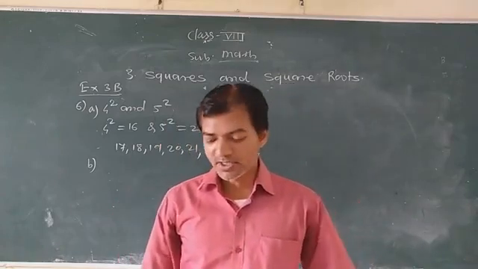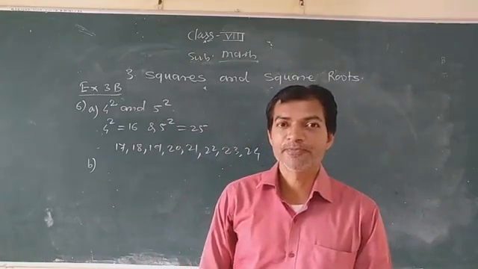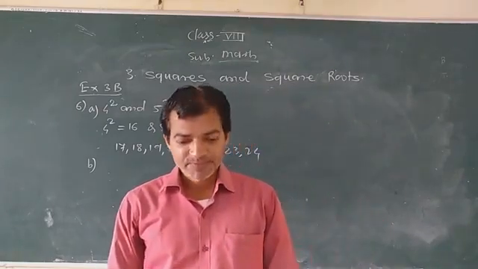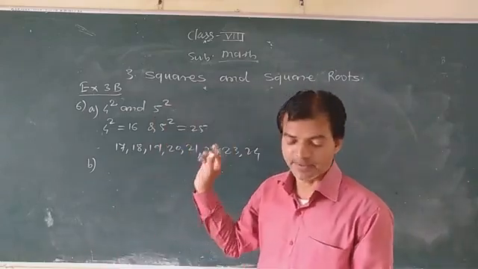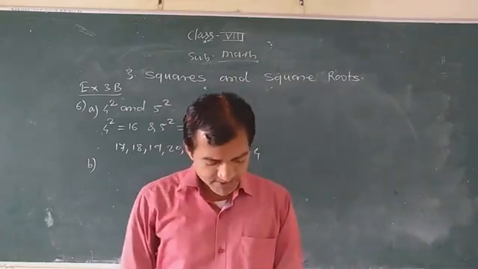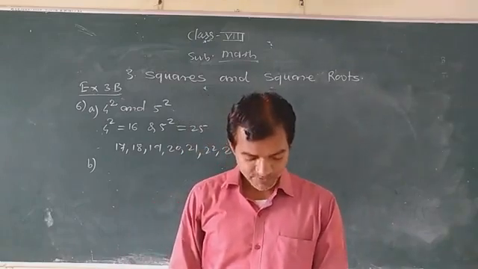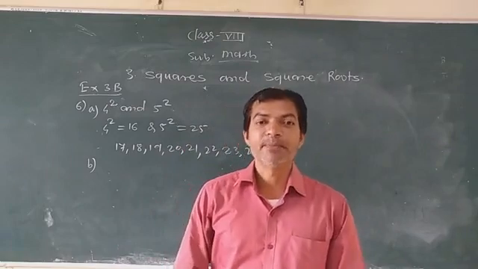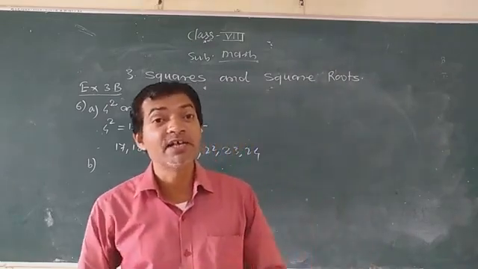So now I will explain the remaining questions. These are very simple questions. So see here, exercise 3B, question number 6A. State the number of numbers between 4 square and 5 square.